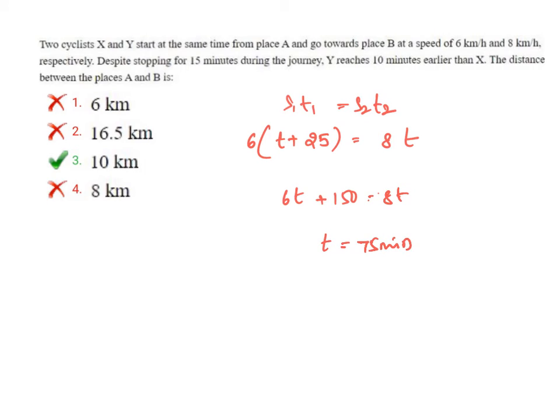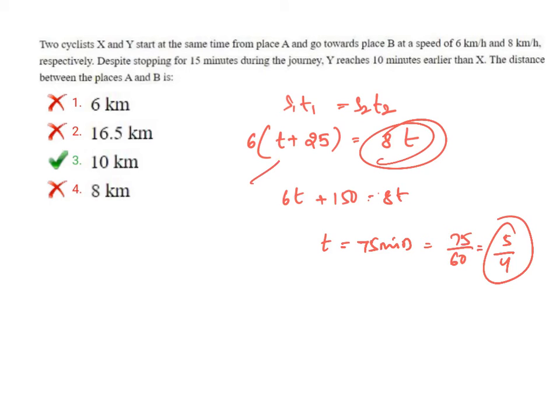So, this minutes I am converting it into hours. 75 by 60, that is 15 5s are 15 4s, so 5 by 4. So, I am finding the distance here. Both of them are distance. You can substitute in this or this. So, I am directly substituting in the second one. 8 into 5 by 4. 4 1s are 4, 4 2s are 8. So, it travels 10 kilometers.